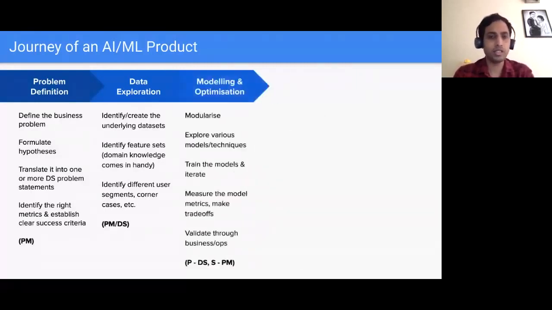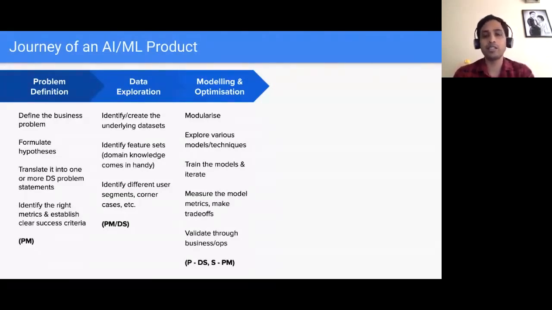The next part is the modeling and optimization bit, which is primarily run by a data scientist, and a product manager plays a secondary role, evaluating and giving feedback. A data scientist would build different models, use different techniques, and build certain things. He will validate it, retrain it, iterate upon it, and all of that. So this is primarily done by the data scientist. Now, where does a PM come in here? We'll talk about some of this later in the slide also.